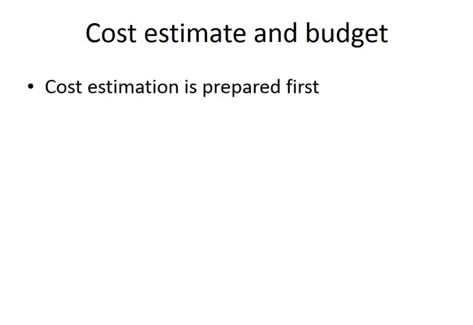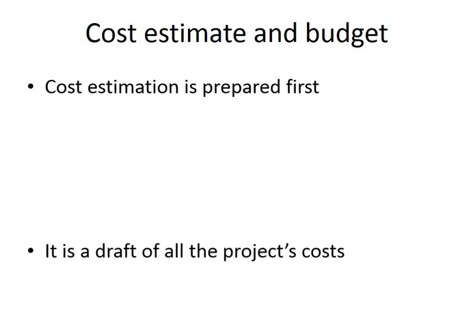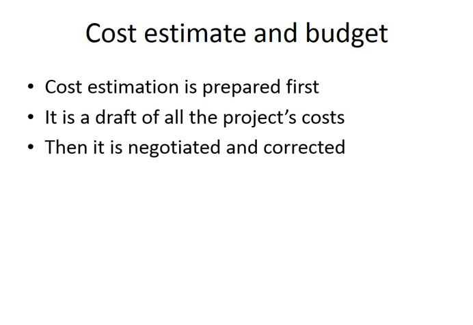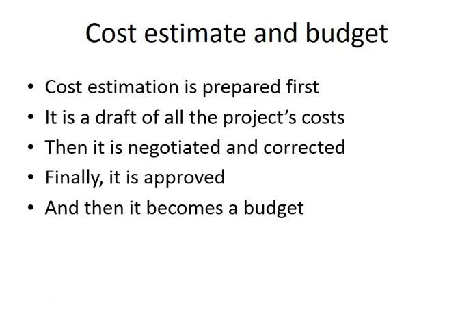The first thing is the difference between cost estimation and the budget. So, we prepare the cost estimation first. It is a draft of our costs, and then we negotiate. We use different techniques to prepare it. In the end, it is approved by the organization that is going to pay for it, and this is the moment when it becomes a budget.